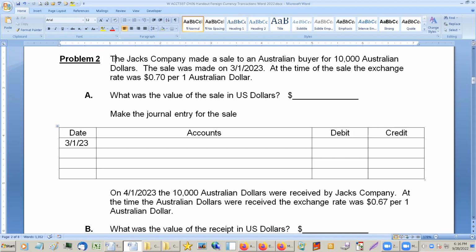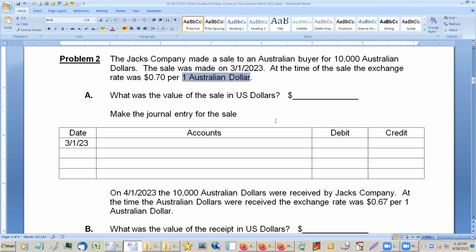Okay. So let's do the first one. Jack's company made a sale to an Australian buyer for 10,000 Australian dollars. Okay, so Jack sold in Australia. The Australian buyer wanted to pay 10,000 Australian dollars, and apparently Jack thought that was okay. So the sale was made on 3/1/23. At the time of the sale, the exchange rate was 70 cents per 1 Australian dollar. So 1 Australian dollar was worth 70 cents.